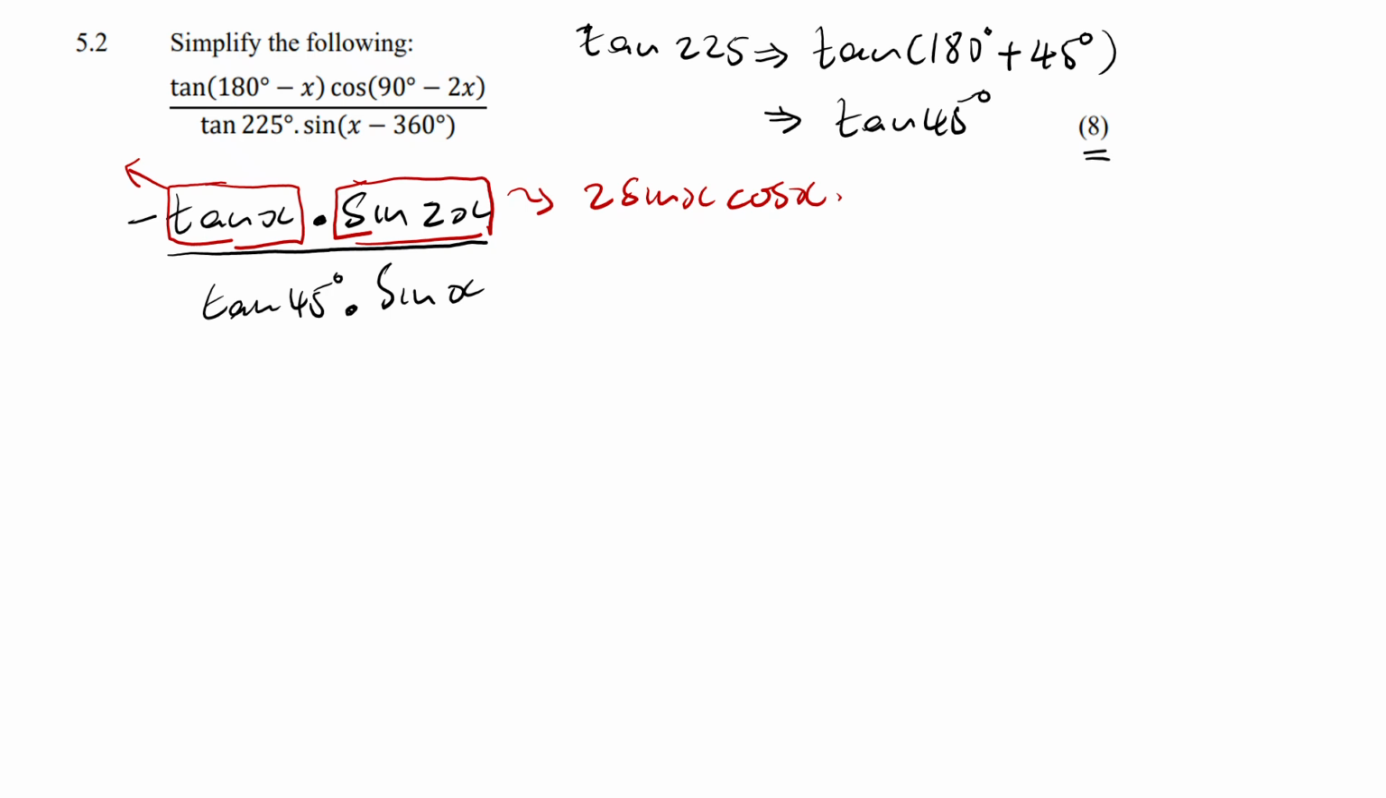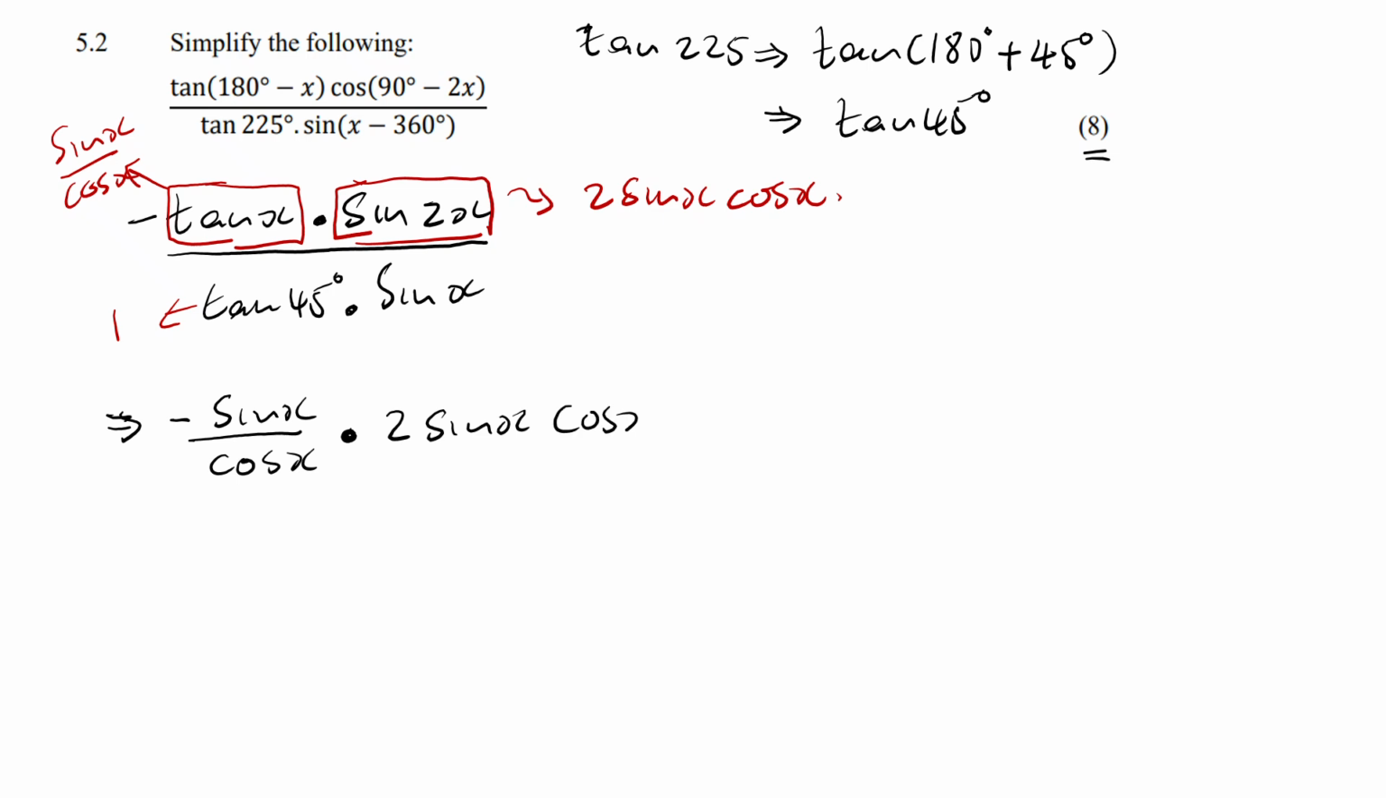Okay, so now this will be the sine x over the cos x. Let me just quickly see how this will help me. Tan 45, that's 1. Can we just change everything there? Let's see what we get on this step. So I'm going to change the tan. I'll be left with negative sine x over cos x. This is multiplied by the sine 2x, which is 2 sine x cos x. Remember, everything here is over 1. Then let's divide everything by that 1 times the sine x.